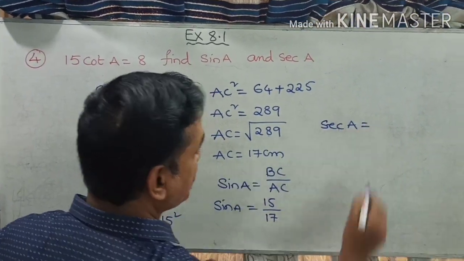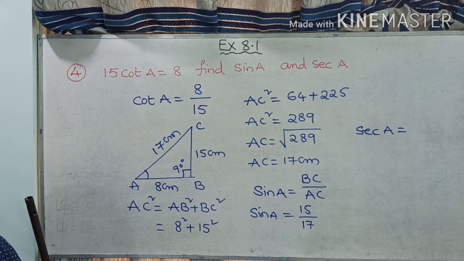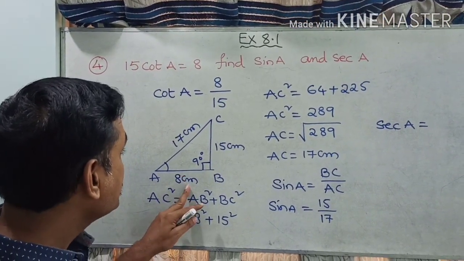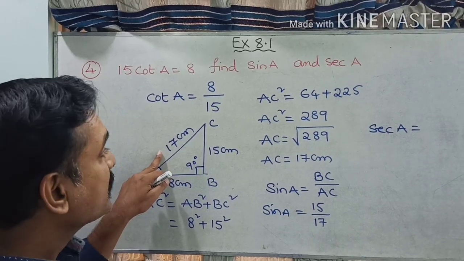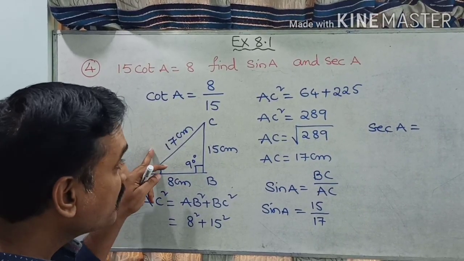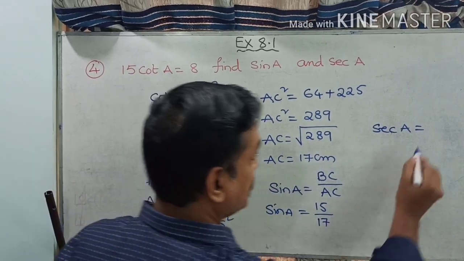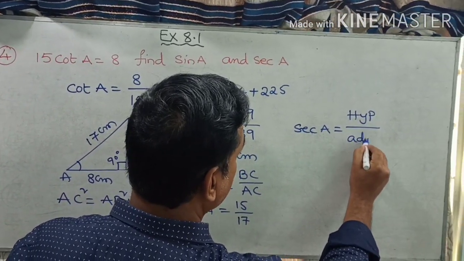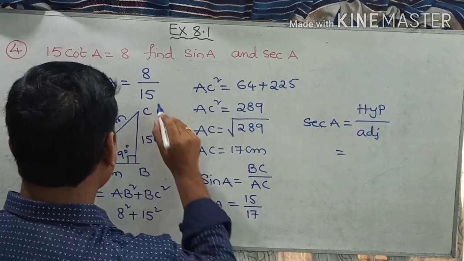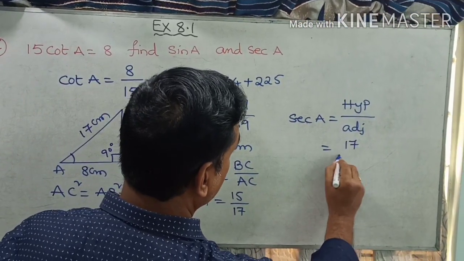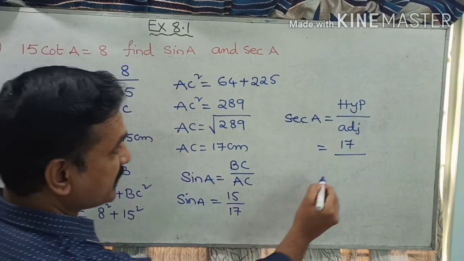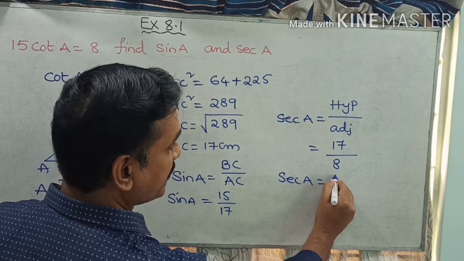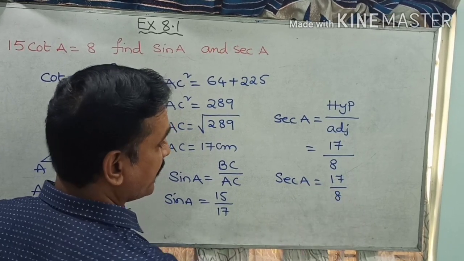Next they ask you to find secant A. Secant is the reciprocal of cos. The trigonometric ratio of cos is adjacent side by hypotenuse. So secant A is hypotenuse by adjacent side. The value of hypotenuse is 17 centimeters and adjacent side is 8 centimeters. So secant A equals 17 by 8.